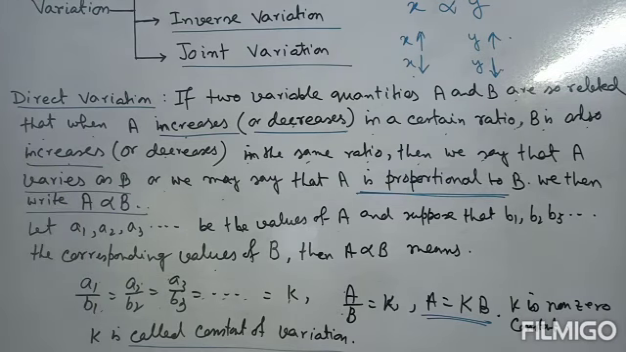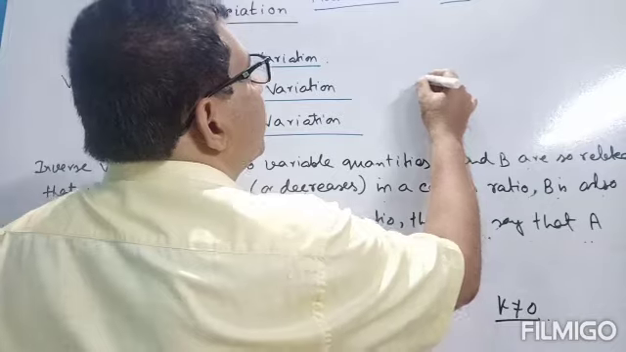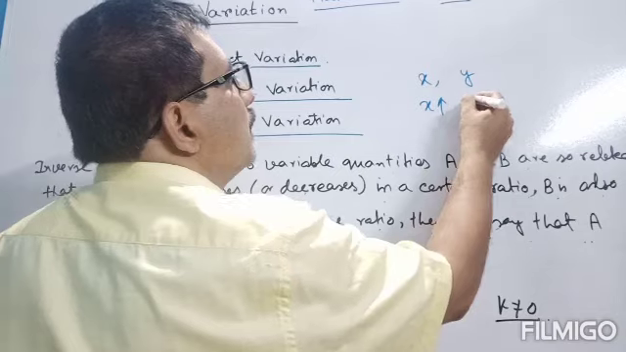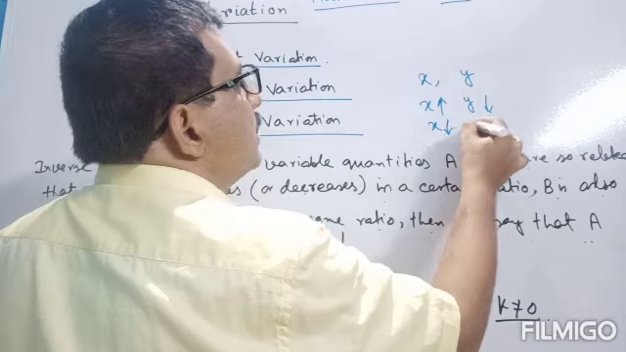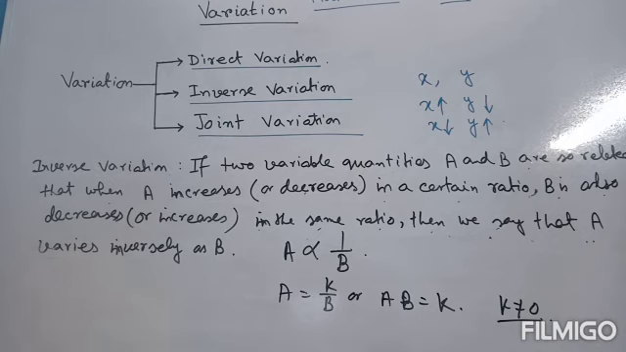Next, we study inverse variation. If two variables x and y are so related that when x increases, then y decreases, or vice versa, when x decreases, then y increases by the same amount. This is the definition of inverse variation.